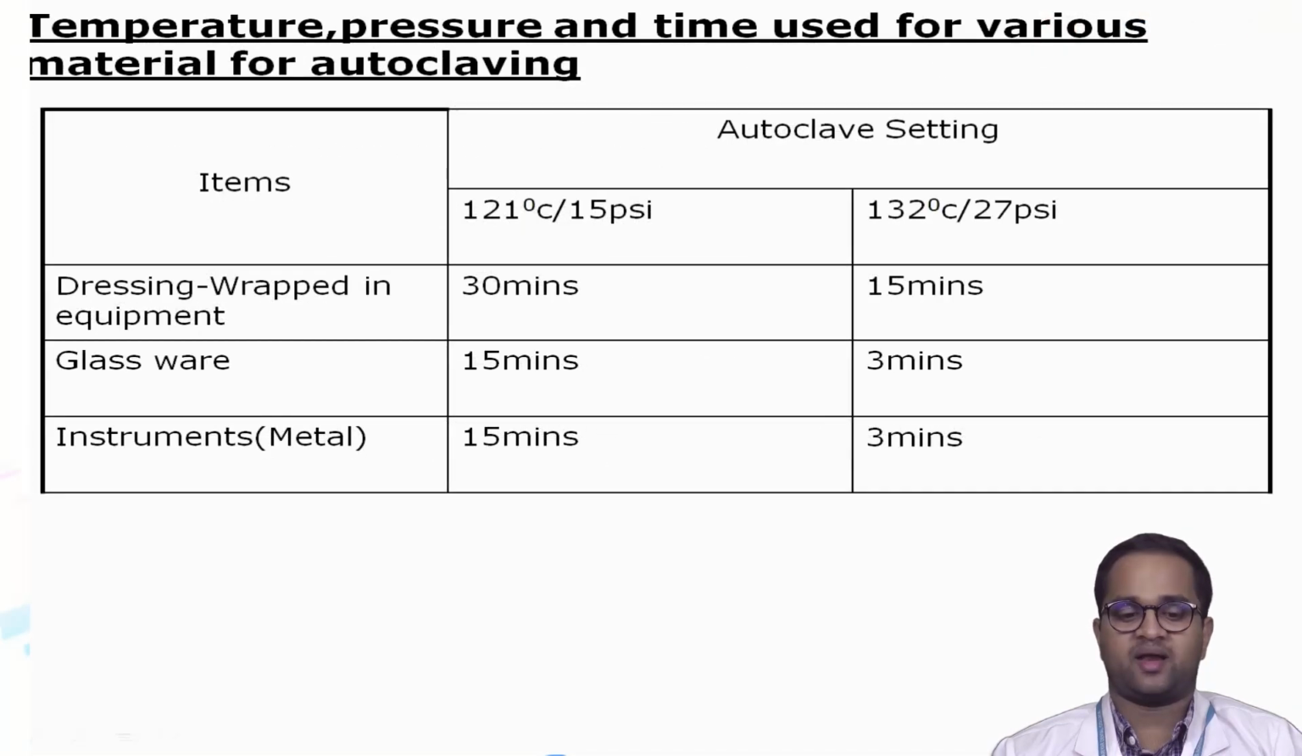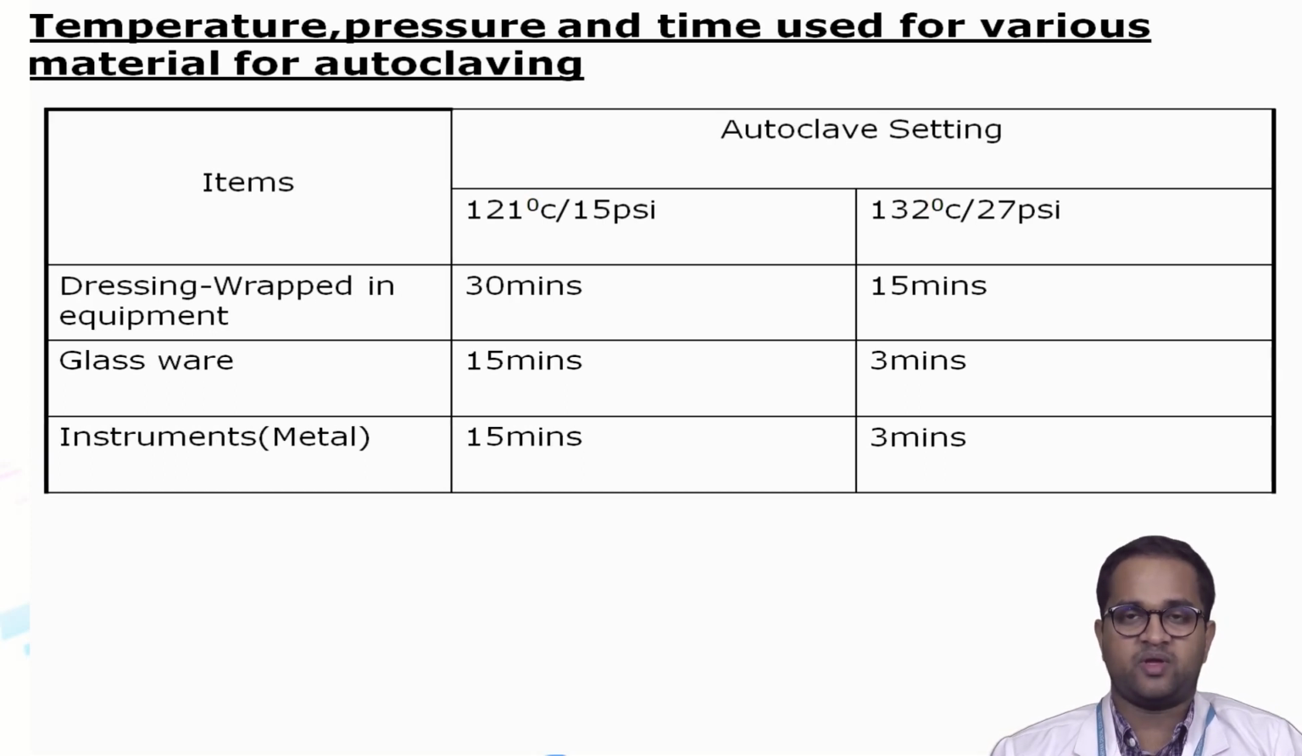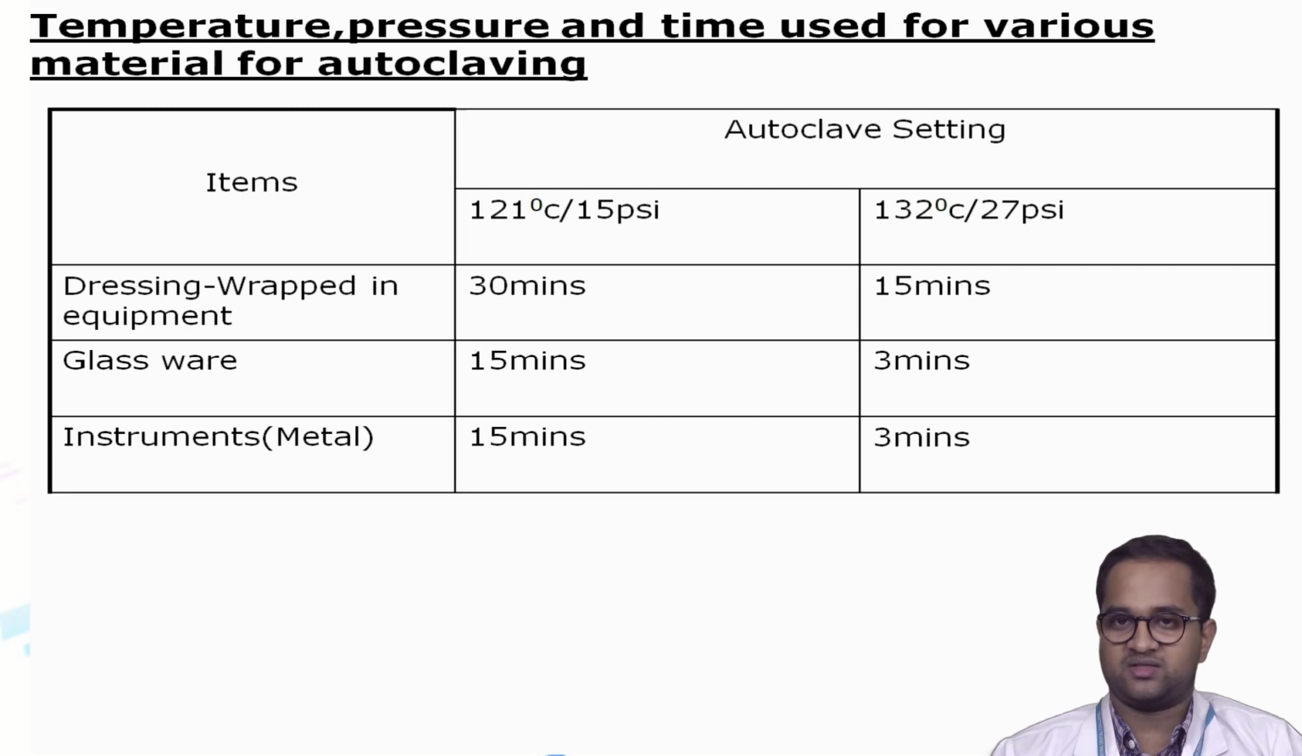Coming to temperature, pressure and time which could be used for autoclaving. I had already mentioned temperature and time, two sets, previously. Again I am repeating some measurements for wrapped dressings, glassware as well as instruments which could be metal. For dressings you can give it at 121 degrees Celsius with 15 pounds pressure for 30 minutes, or 132 degrees Celsius and 27 pounds for 15 minutes. Glassware again, you have the first set for 15 minutes and the second set for 3 minutes. Instrument metals, you have the first set for 15 minutes and the second set for 3 minutes again.